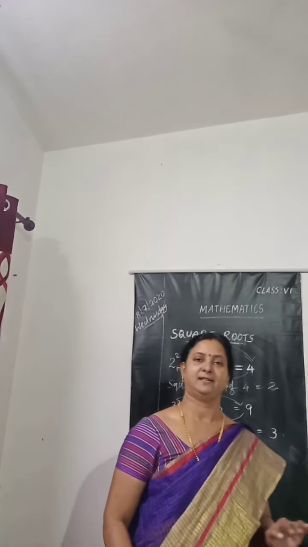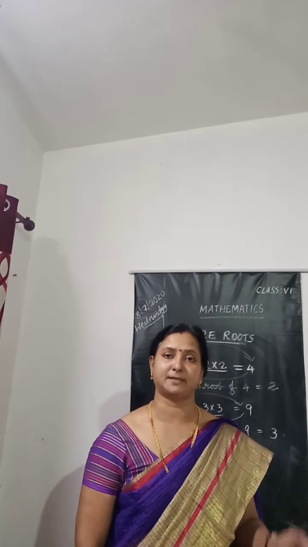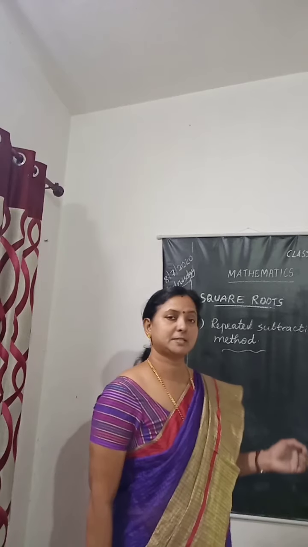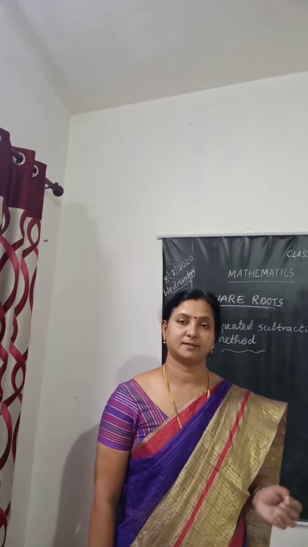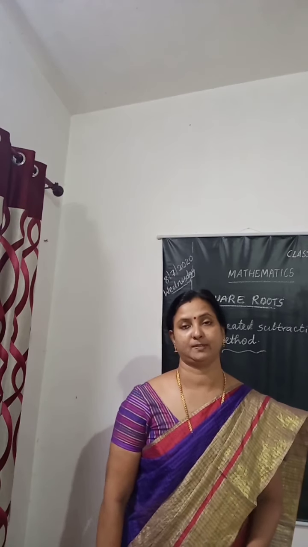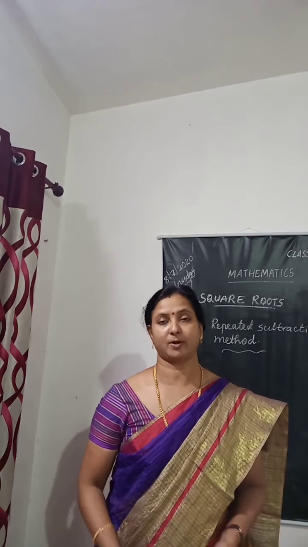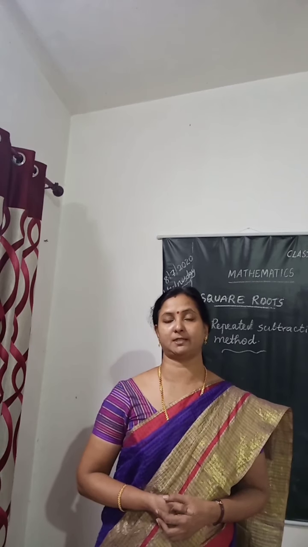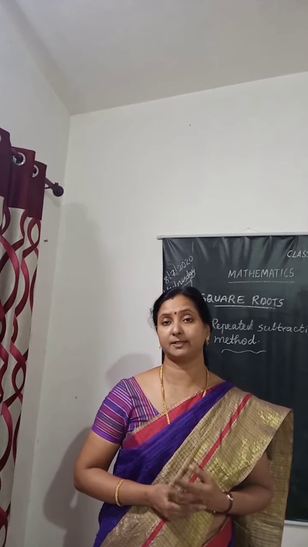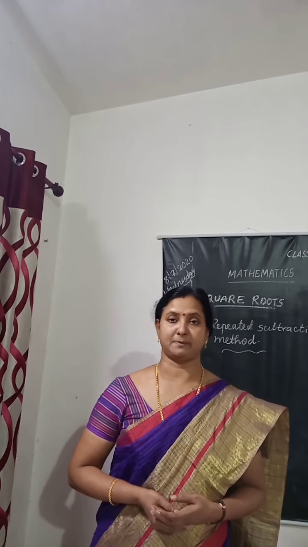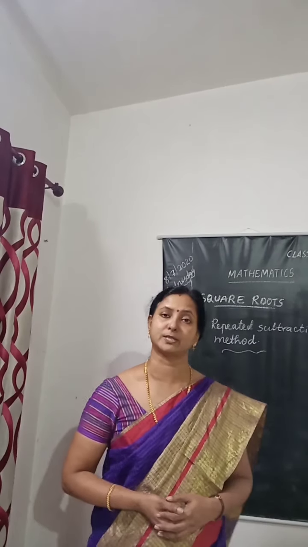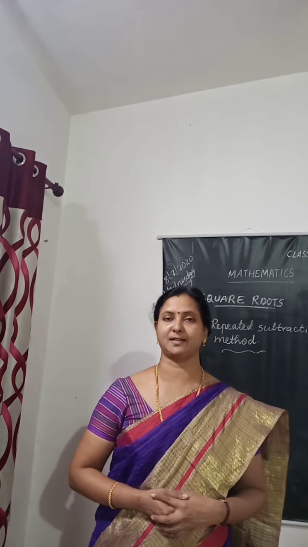Clear? There are 3 different methods to find square roots that we will learn now. The first method to find the square root is the repeated subtraction method. Second one, it is the prime factorization method, and third one, it is the division method. So first we will see how to find square root using the repeated subtraction method.